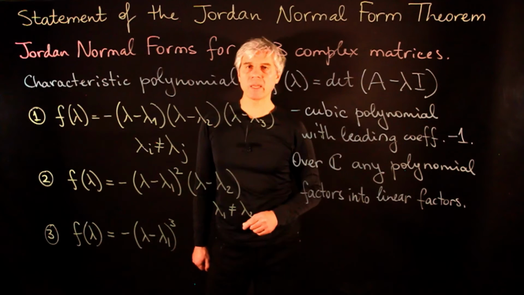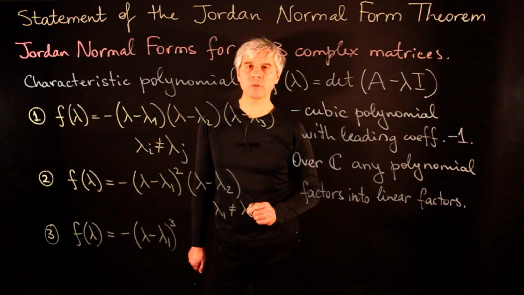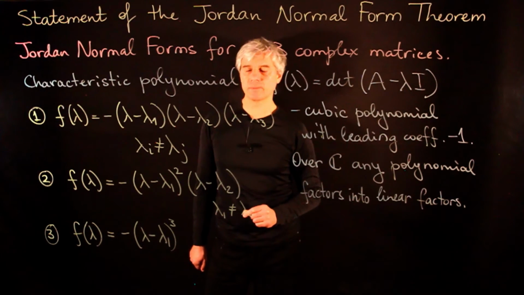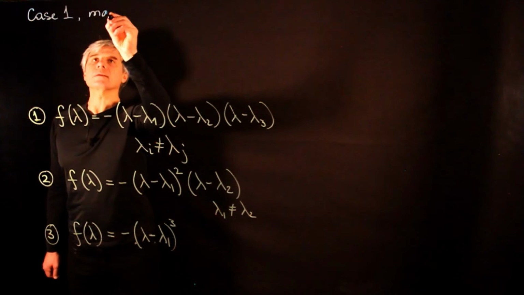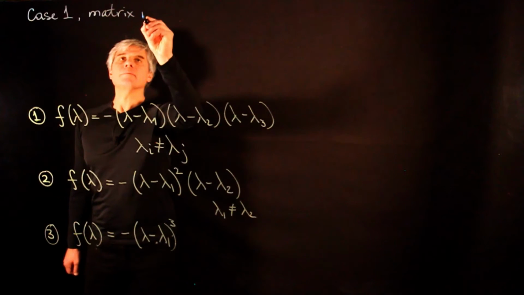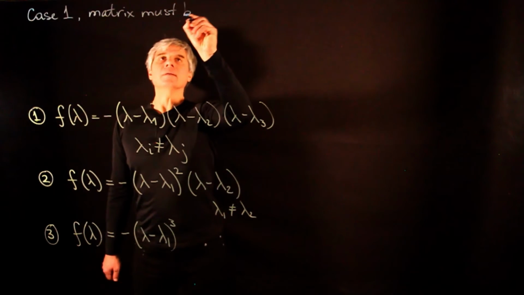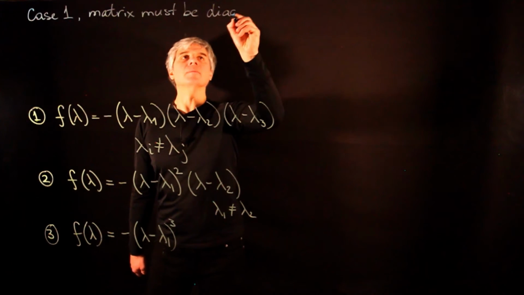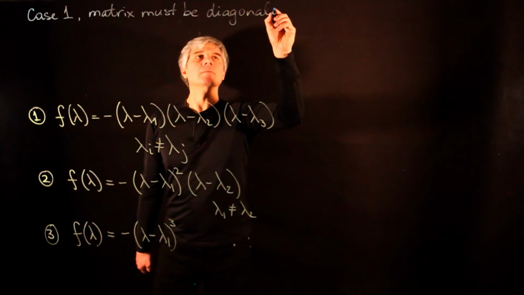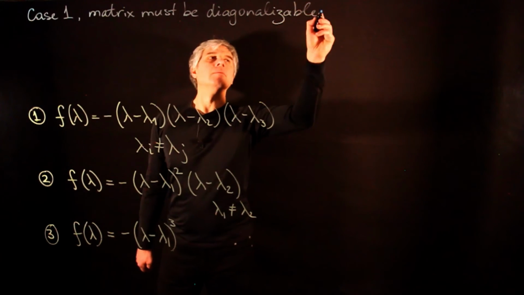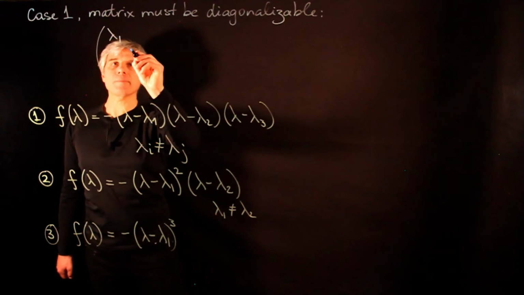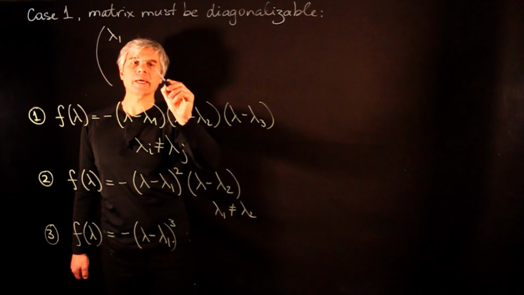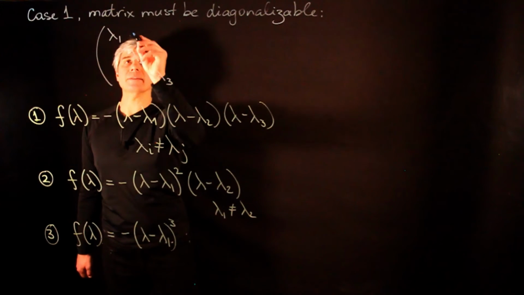Let us write down possible Jordan normal forms in each case. In case 1, the matrix must be diagonalizable. So we'll have a diagonal matrix with lambda 1, lambda 2, and lambda 3 on the diagonal.